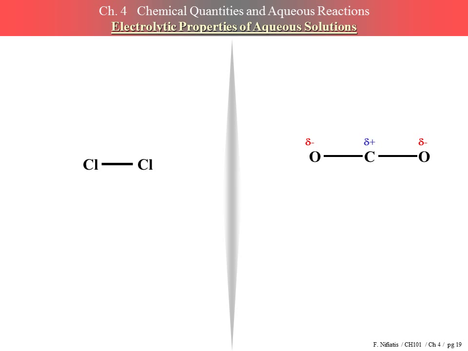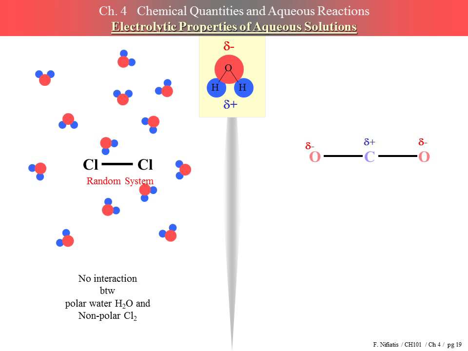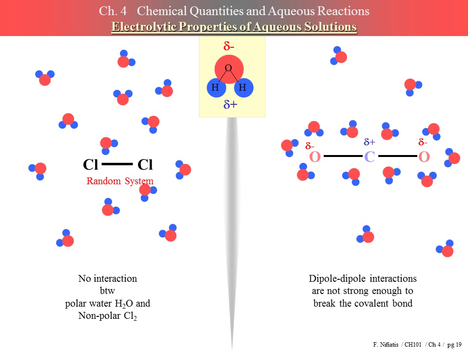If I take chlorine and I dissolve it in water, I'm going to have absolutely no interaction between the water and the chlorine. There is no interaction. This doesn't have a charge, it's non-polar, and the water is polar. So there is no interaction between those two.